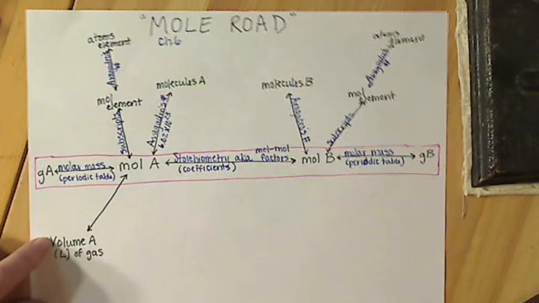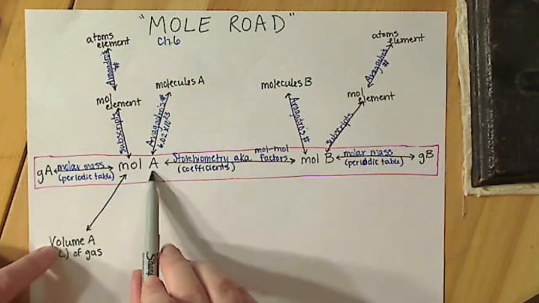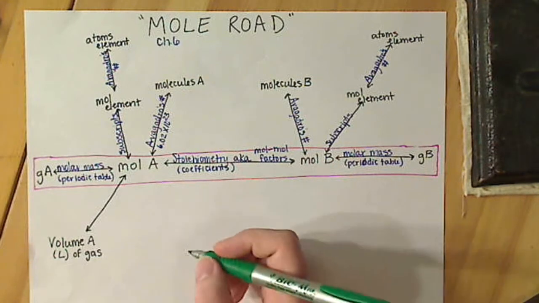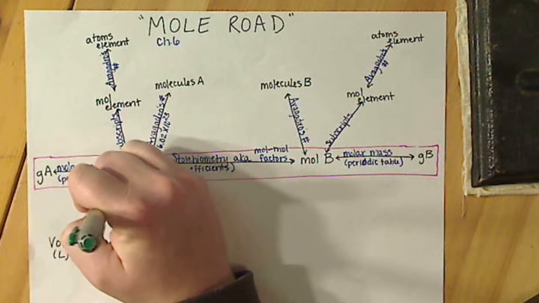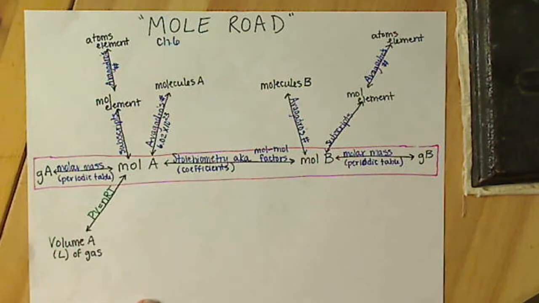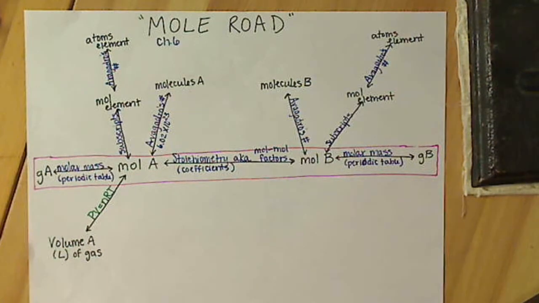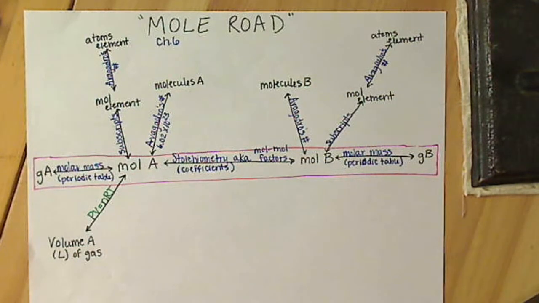So we can get from the volume in liters of gas A to moles of A, and we can do that. Let me switch colors here. We'll use green for gas. We're going to use our ideal gas equation, PV equals nRT. This pathway always works. That's always going to get us from the volume of A to moles of A, as long as A is a gas.